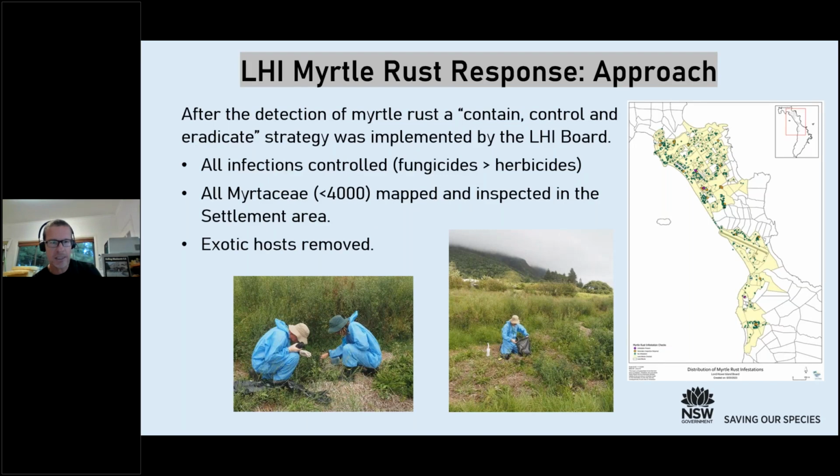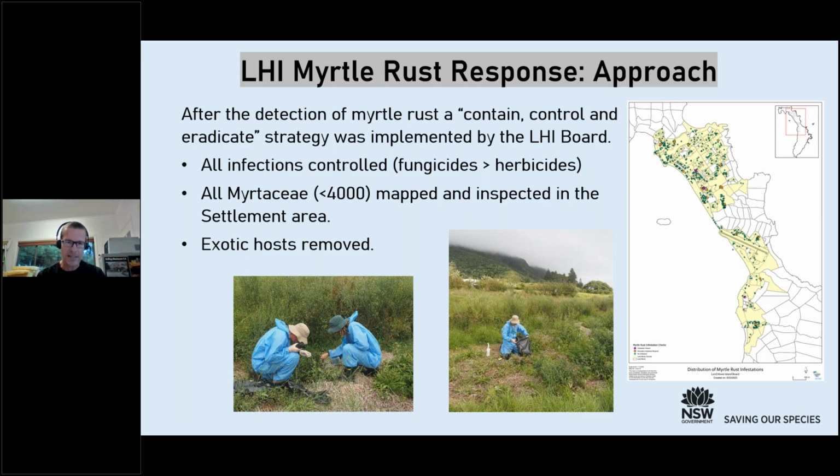So after the initial detection in early Feb, the board implemented a really rapid containment, control and eradication strategy. The initial plants were controlled with fungicides straight away. All Myrtaceae in the settlement area have been mapped, and that's more than 4,000 individual plants. Majority of those are exotic species to the island, so the Pahudakawa, Metrosideros excelsa, as well as a range of callistemons from the mainland of Australia.